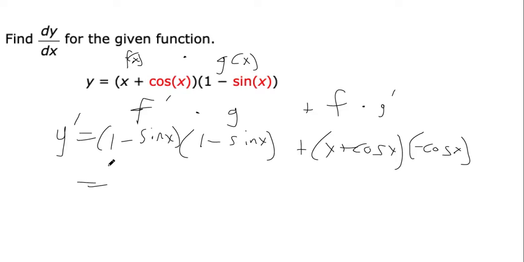Thinking what would be the easiest way. I don't know if it would be better to expand it or not. By looking at it, this is going to be 1 minus sine x squared because it's something times itself, right? And then over here, if you distribute that negative cosine x to everything on the inside, that's negative x cosine x subtracted by cosine squared x. I mean, the calculus is done. The rest is just simplifying.